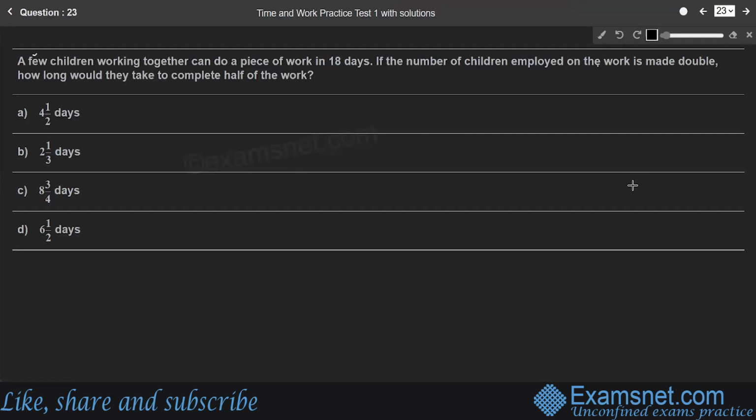Question 23. A few children working together can do a piece of work in 18 days. If the number of children employed on the work is made double, how long would they take to complete half of the work? So here, let the number of children be X. We'll consider the number of children as X, who can do a piece of work in 18 days.